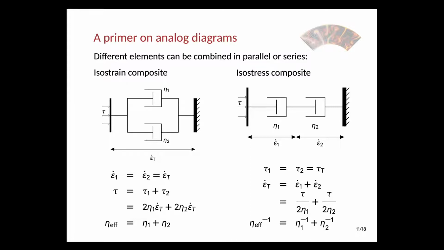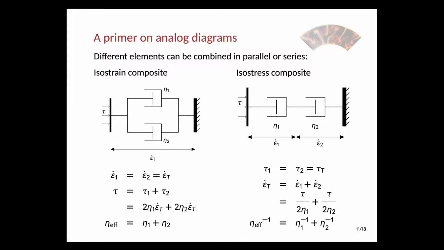These analog diagrams, each individual element can be combined in 2 different ways. Either you can put 2 different elements in parallel with each other, or you can put them in series with each other. If you put them in parallel, that's essentially saying that both of the elements are seeing the same strain. That's what we can see in the first diagram on the left. Here we have E1 equals E2 equals the total strain rate.